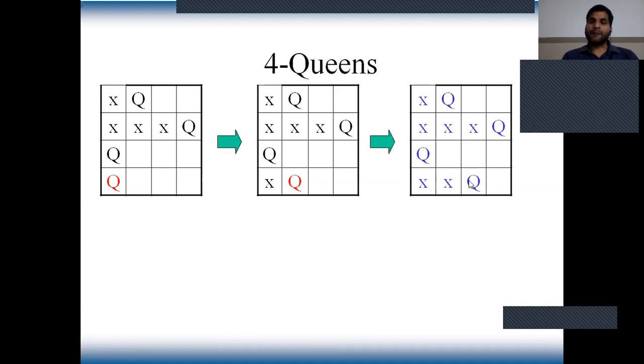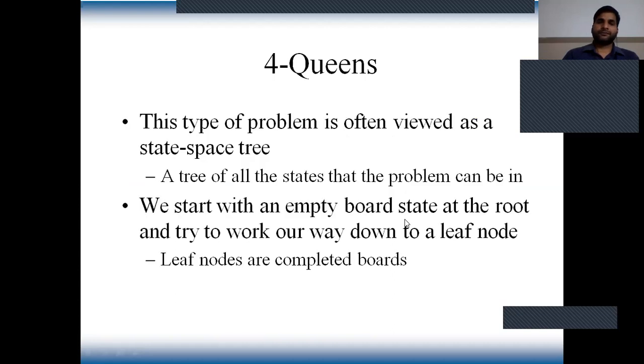So after placing it in the third column, it obeys the rules, and all four queens are placed on the chessboard, and no queen can attack another according to the rule. Therefore, this is the solution of the four queens problem.